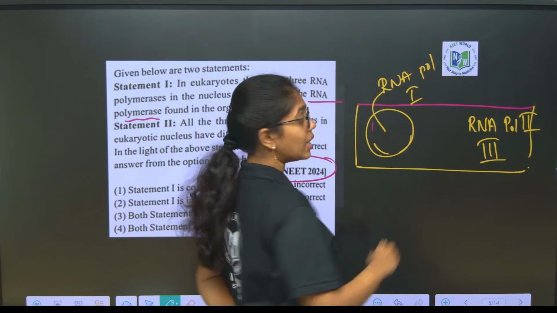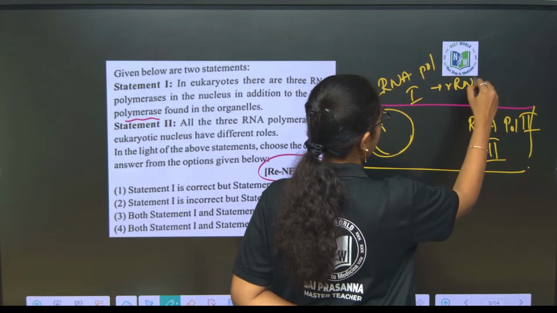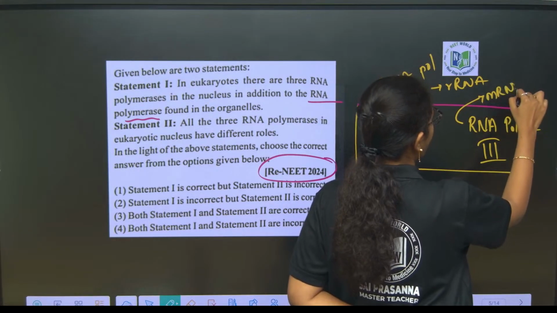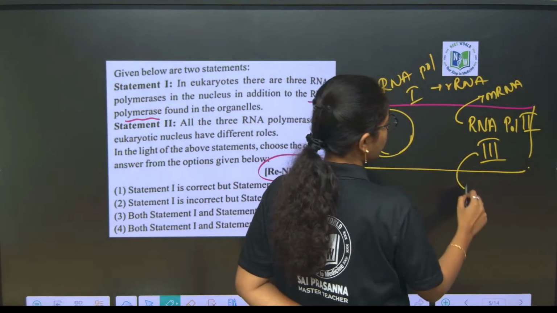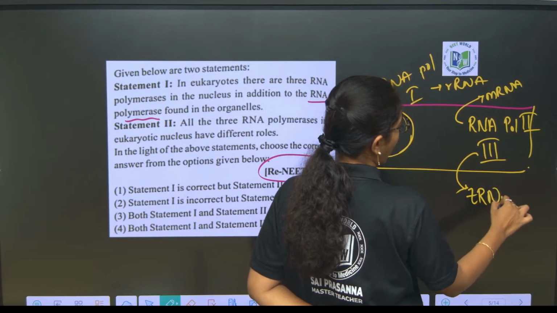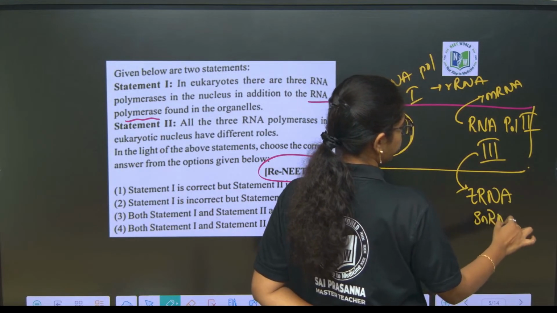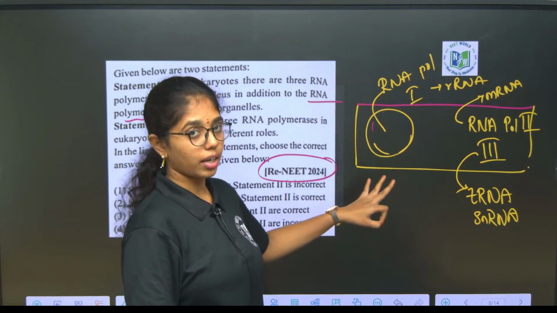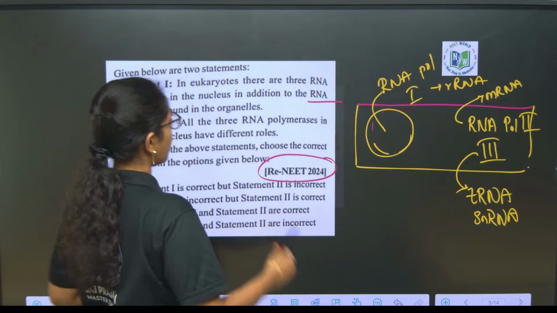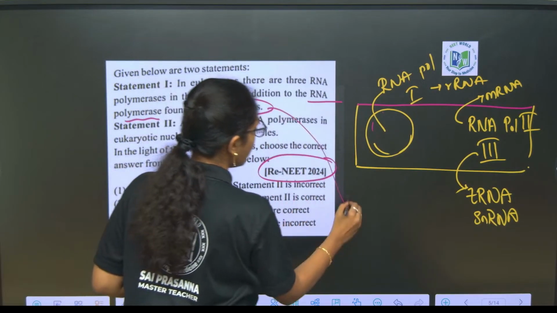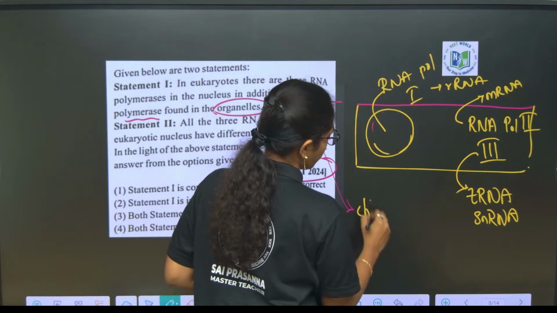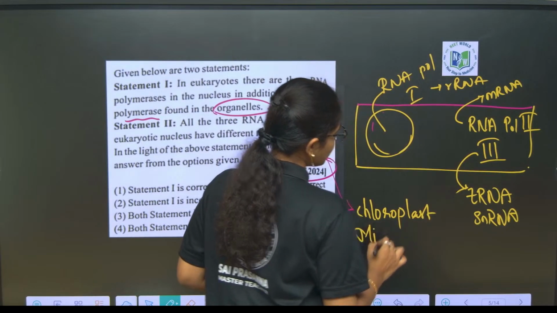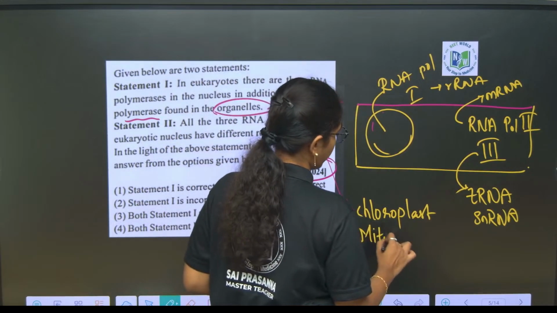RNA polymerase 1 is involved in the synthesis of rRNA, RNA polymerase 2 is involved in the synthesis of mRNA or heteronuclear RNA, and RNA polymerase 3 is involved in the synthesis of tRNA or snRNA. Clear, right? So these 3 are present in the nucleus of eukaryotic cells. In organelles like chloroplast and mitochondria, which are semi-autonomous or self-duplicating organelles, right?